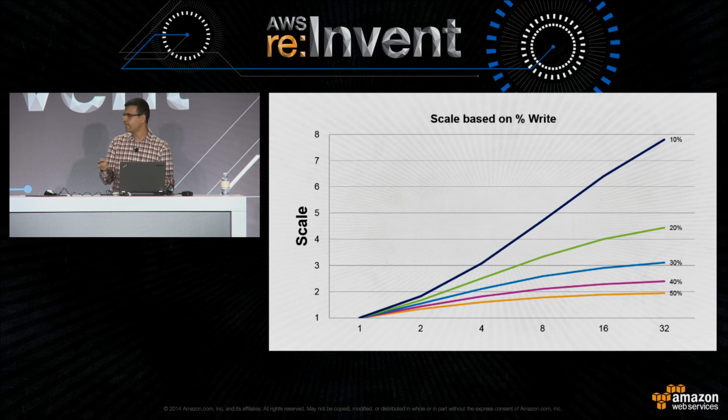So you can see that the dark blue line at the top, with 10% writes and 90% reads, you're able to scale substantially as you add more replicas. However, the one with 50% writes and 50% reads, there isn't much scaling that you can get. Even if you add 32 replicas, you're barely getting 2 times as much scale. So of course, this essentially means if you have a read-heavy workload, you can scale it substantially by adding more replicas.